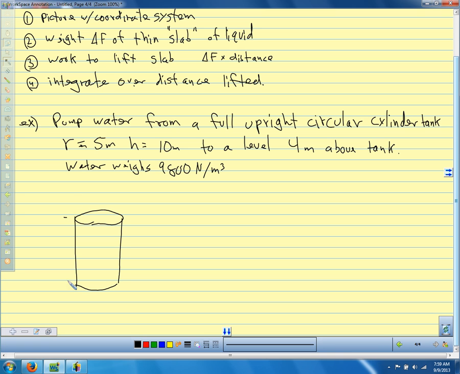This is 10 meters high. My radius is 5 meters. And we're pumping the water up to a level 4 meters above the tank. So I'm going to set my coordinate system with y going up. So I'm going to set this as my y-axis.